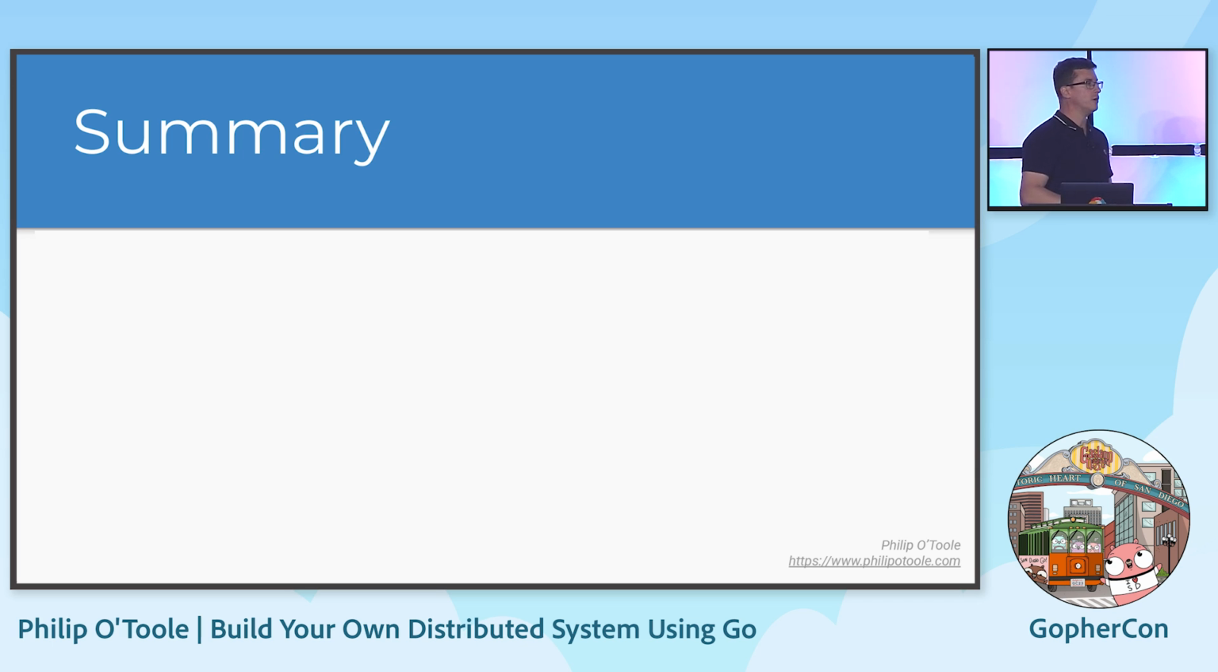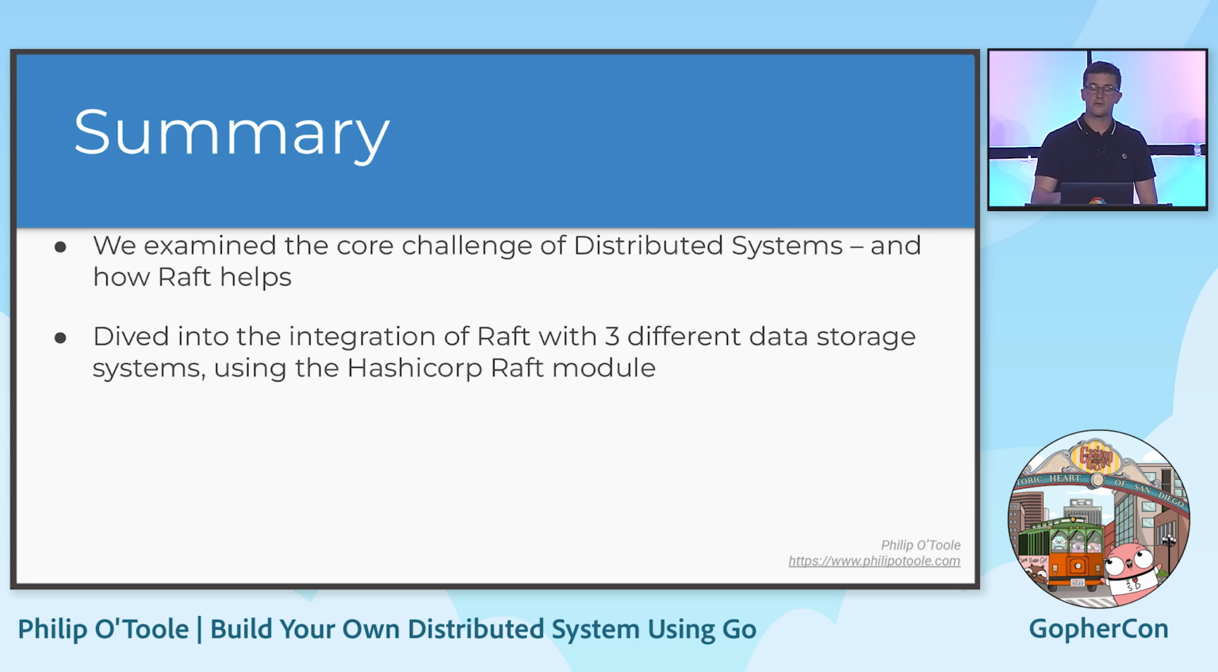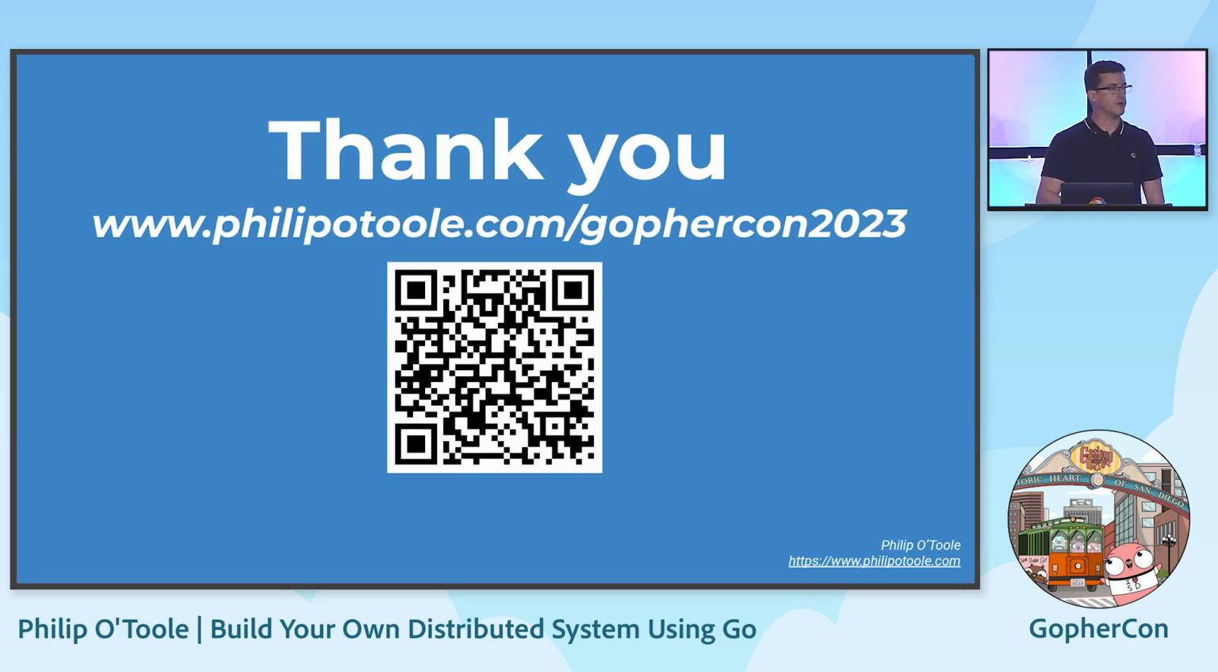So that is my talk. We wanted to talk about 3 things today. We examined the core challenge of distributed systems, the one hard problem they have, and how Raft solves it. We dived into the integration of Raft with 3 different storage systems using the HashiCorp Raft library. And I hope you all gained some practical insights for developing, testing, and deploying your own distributed system. And now I hope you all can answer the question about why distributed systems matter today as well. So thank you very much.